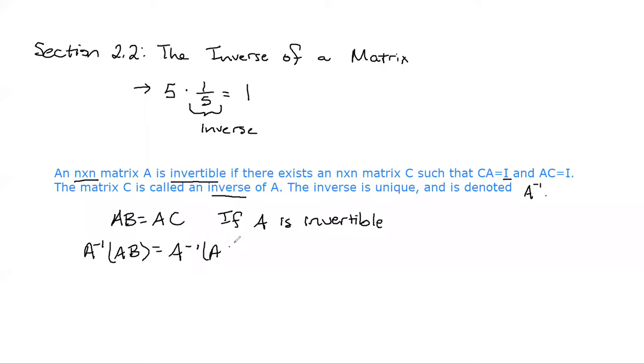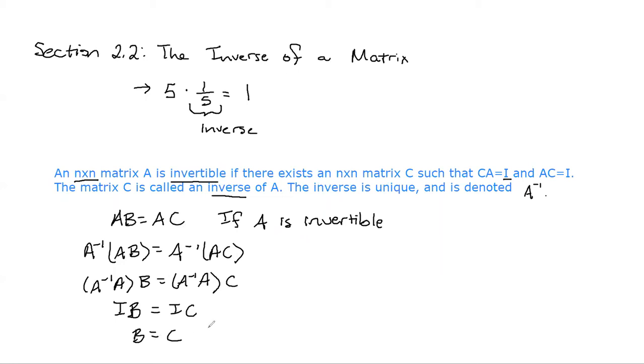Because matrix multiplication is associative, we saw this in the last video, we can redistribute those parentheses so that we multiply A inverse by A first. What happens when we multiply something by its inverse? We get the identity. And we saw in the last video that the identity times the matrix just gives you the matrix back again. So if A is invertible and we have AB equals AC, we can in fact conclude that B equals C. This is the power of an inverse, is we can effectively undo a matrix multiplication.